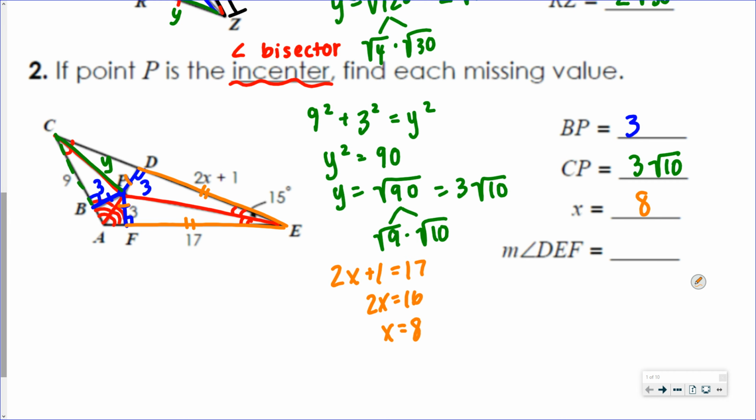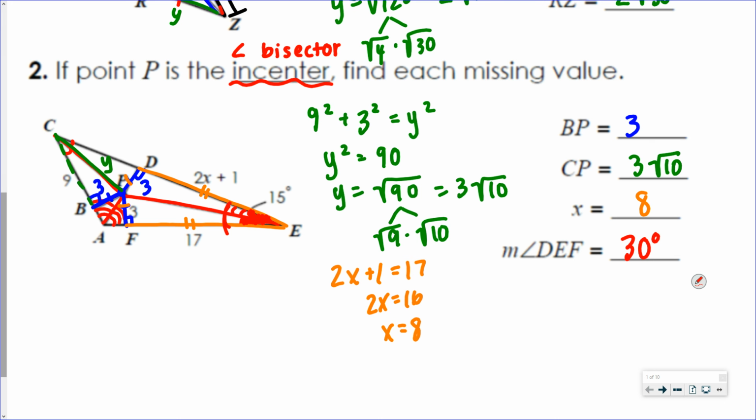Last one. I already have this angle highlighted in yellow. Orange. They want us to find the measure of angle DEF. Well, they told me this little angle right here is 15 degrees. What would this little angle be right here? 15. It's a bisector, splits in half. So what would this whole angle be? 30 degrees. Good.